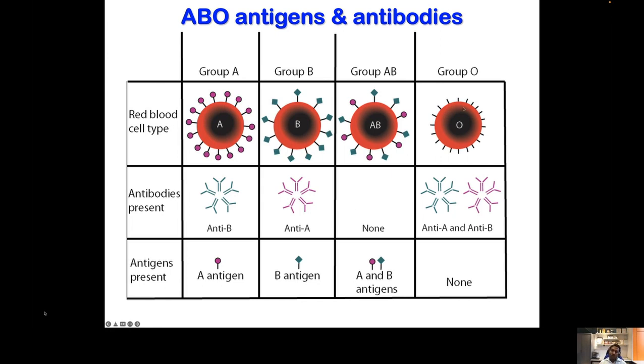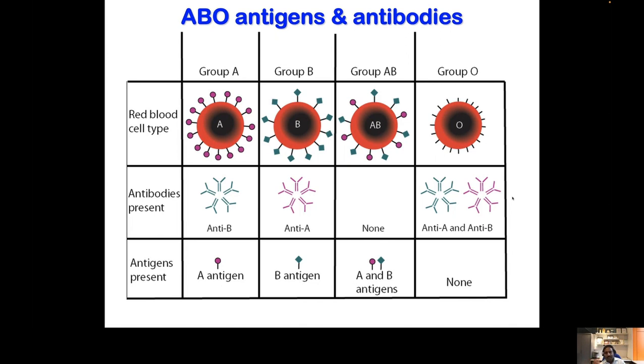What about O? They will not have A antigen or B antigen. There are no antigens on the surface of these red cells. Only the fucose terminal sugar will be there, but that's not immunogenic. And therefore, these people will carry both anti-A and anti-B antibodies.